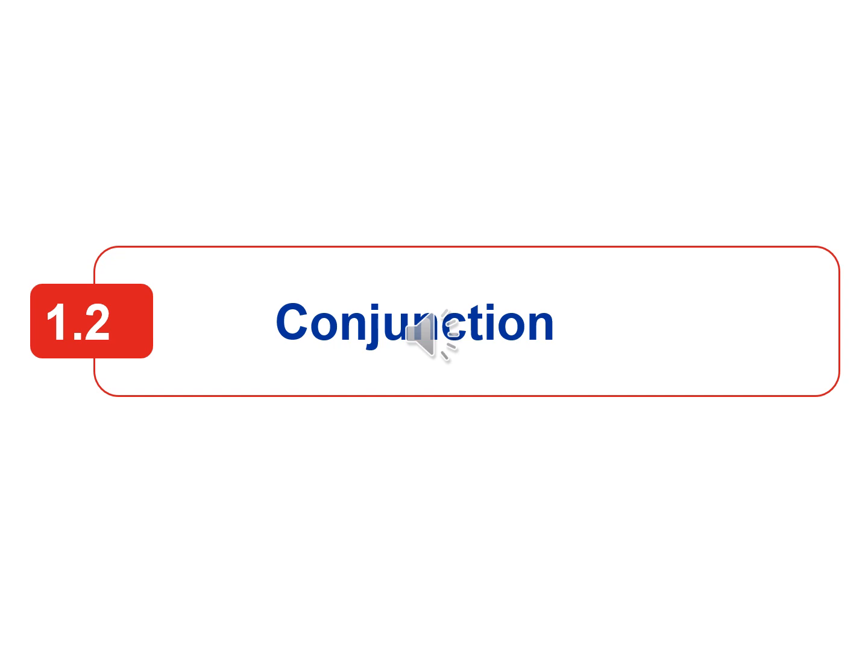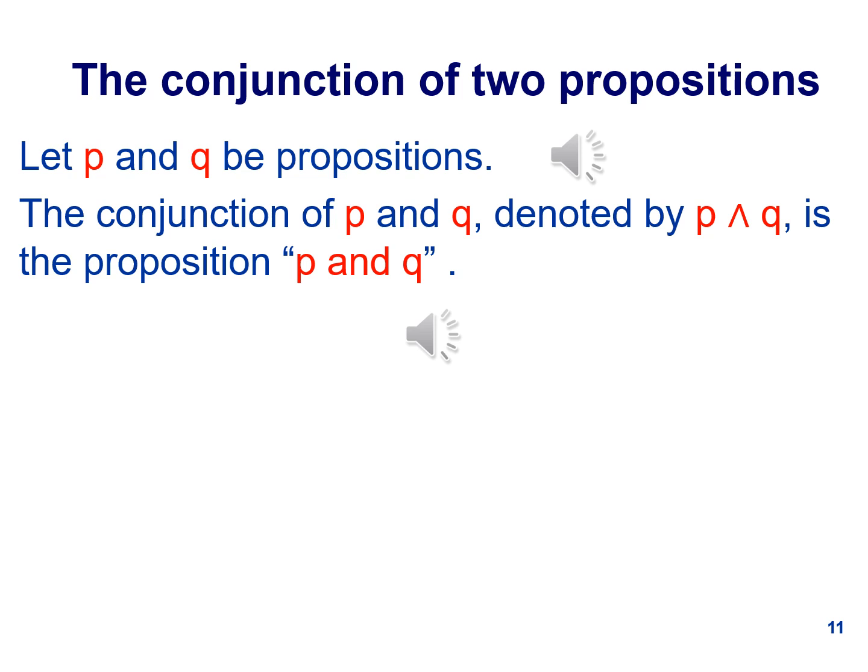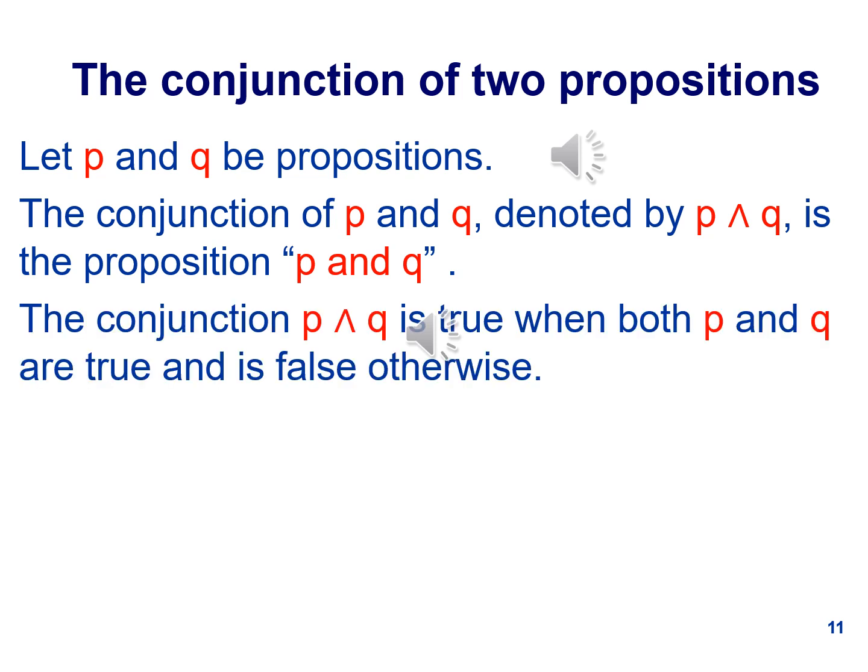The proposition conjunction. The conjunction of two propositions. Let P and Q be propositions. The conjunction of P and Q, denoted by P meet Q, is the proposition "P and Q." The conjunction P and Q is true when both P and Q are true and is false otherwise.